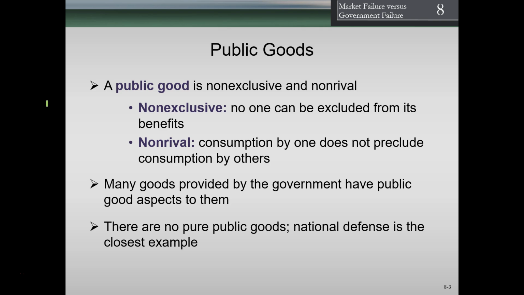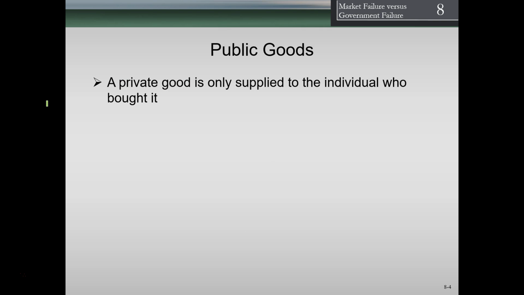Now again, it's not a pure public good, because obviously the more we drive on the road, we know that there is congestion on the road. It's not a pure public good in that way, because if I drive on it, we are taking away some drivability or some speed from someone else, depending on the time of day. So a private good is only supplied to the individual who bought it.